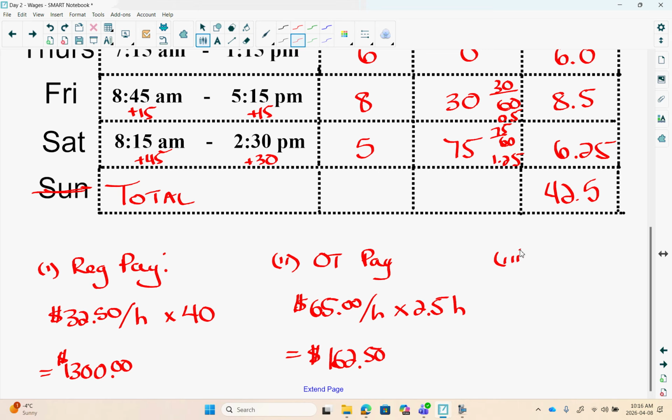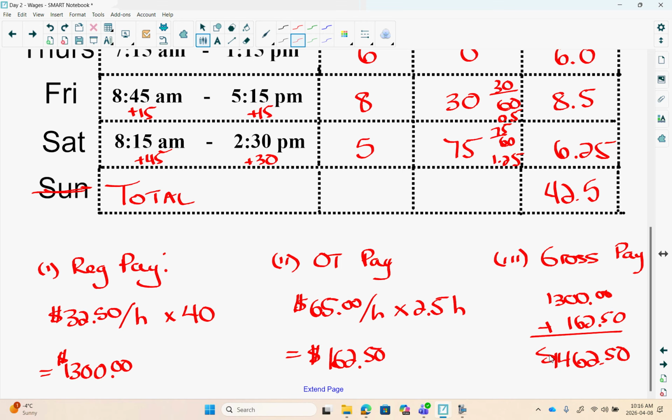Step 3, how do I figure out the gross earnings? I add them together. So it's 1,300 plus 162.50 gives me 1,462.50. So Jennifer earned $1,462.50. Everyone okay with that? Okay, we'll stop the video.